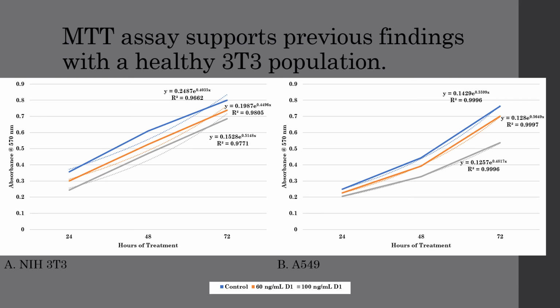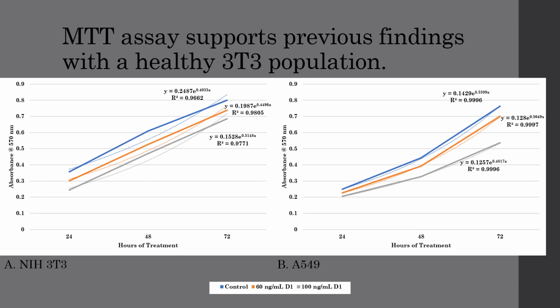In addition, this assay was conducted after a new NIH3T3 cell population was obtained. As seen in Figure A, these non-cancerous cells were less affected by the D1 treatment, showing a much smaller reduction in cell growth at 72 hours compared to the previous assay.